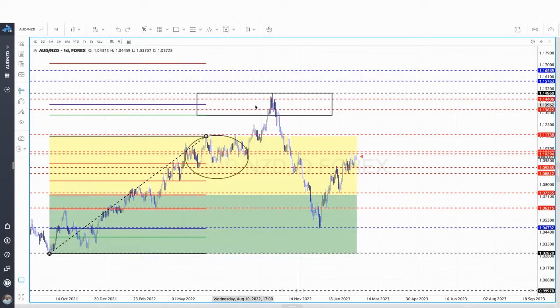Off that move, price went 955 pips to the downside, right? 955 pips to the downside starting in October of last year through December 18th, right? It's a beautiful thing.